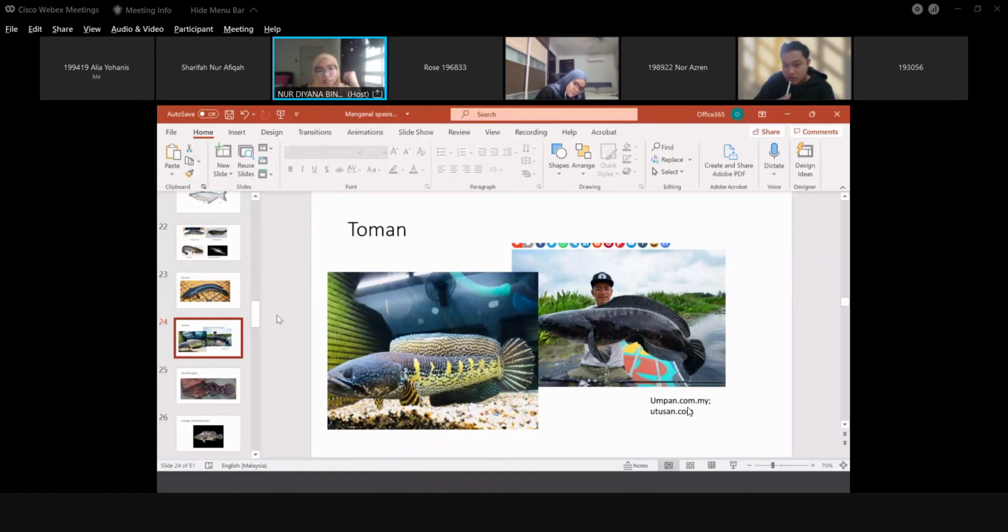They have this pattern on their body, and some fish hobbyists want to have this fish in the aquarium because some species are colorful, with patterns on their body. And this is from people who catch the fish in the rivers.